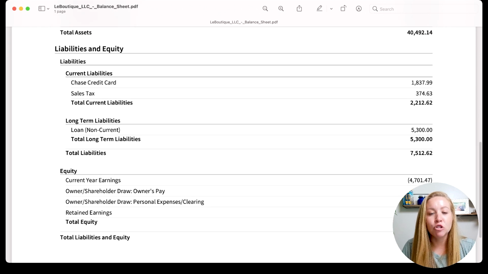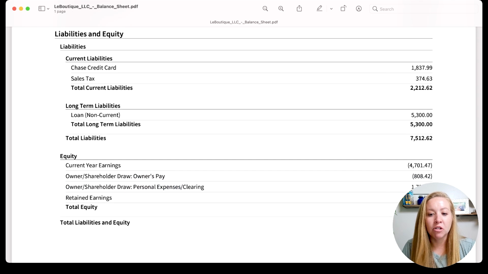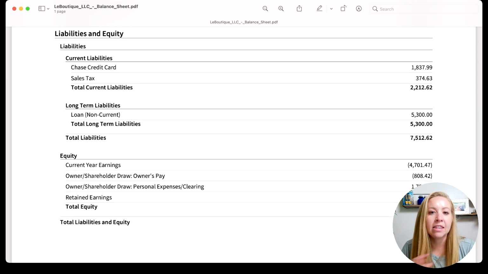Here you can see that there are two different owner's draw categories. One is owner's pay, and one is personal expenses. So this business owner clearly had some personal expenses that they ran through the business that are technically another form of owner's pay, right?